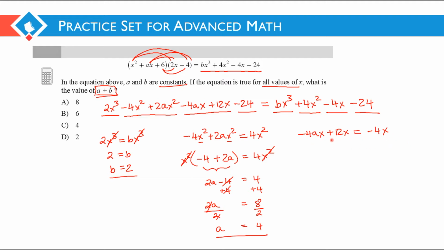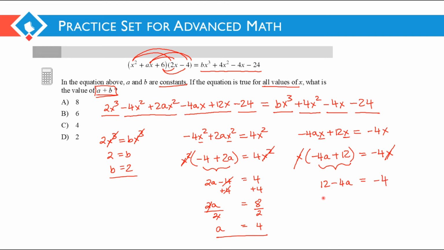side right over here. So again, my first step here is going to be to factor out the x. So this x right here will be factored out, and I'll be left inside with minus 4a plus 12, and that's going to be equal to minus 4x. And again, the same thing will happen here. The x will cancel on both sides, and I'll be left with, after rearranging this bit here, 12 minus 4a is equal to negative 4.